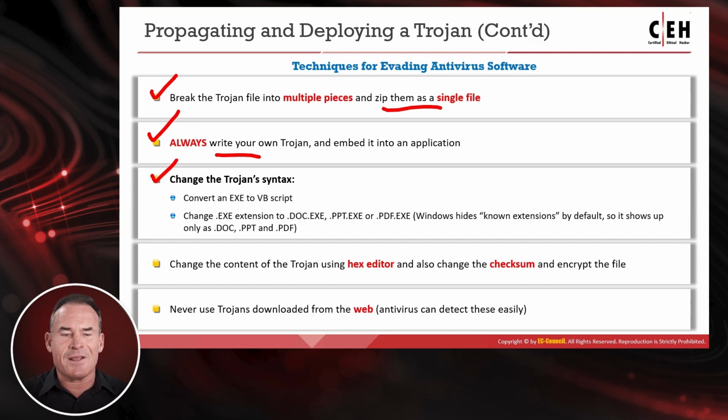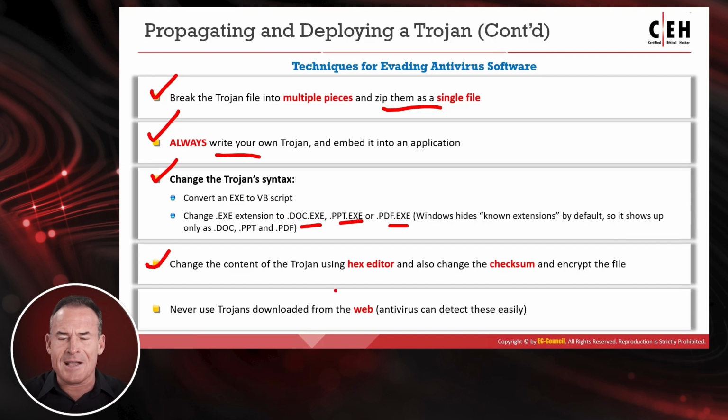Changing the syntax, converting an exe to a VB script. There was a utility called Stealth Tools that we used to have a couple labs for in CEH version 4 and 5. Never was too terribly thrilled with it. Sometimes worked, sometimes didn't. Changing an exe extension to .doc, .exe, PPT, or PDF. Since Windows hides known extensions by default, it shows up as a .doc. And if you change the icon, it makes it look like a Microsoft Office document or a PDF file. That still gets scanned because it's still an executable extension.